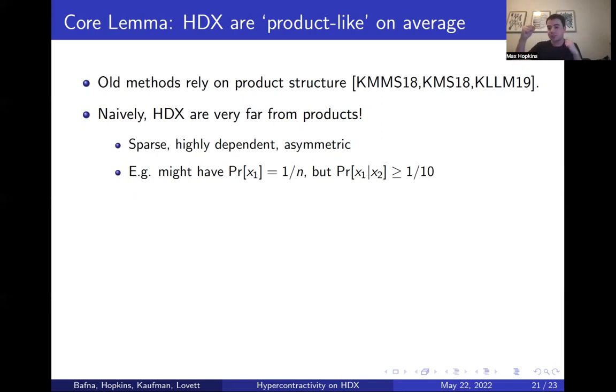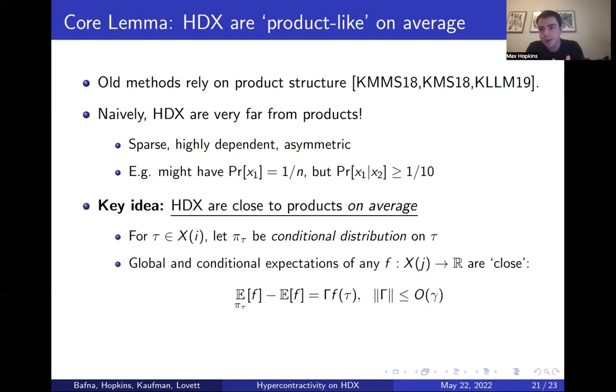We have these massive shifts in probability, whereas on a product, if you condition on one thing, the point is that things are independent, right? So conditioning shouldn't have this massive shift in effect of an individual variable. So naively, this seems like a problem, but it turns out that the key idea is that while at the level of individual variables, HDX are very far from products, in some sense, on average, they actually do act very much like products. They essentially are independent on average.